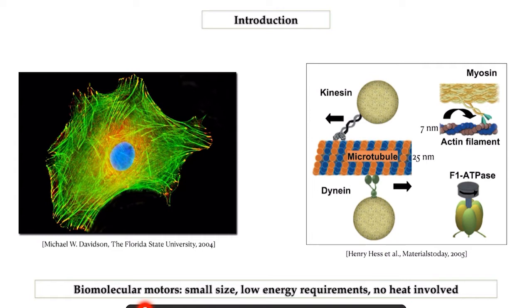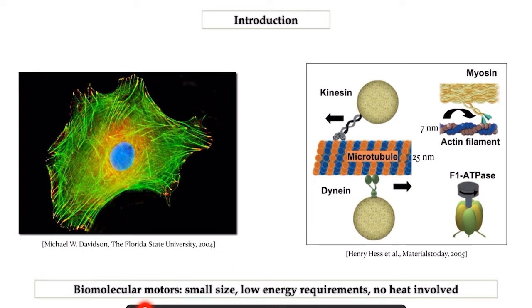The microtubule filament is around 25 nanometers. Kinesin and dynein transport materials by walking on a microtubule, but towards the opposite direction to each other. Top right, we have actin filament, which is around 7 nanometers. Myosin slides on the actin filament to produce contraction force. We also have F1 ATPase, which produces circular movement.